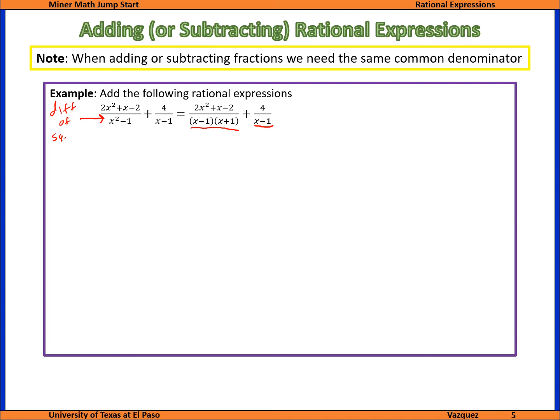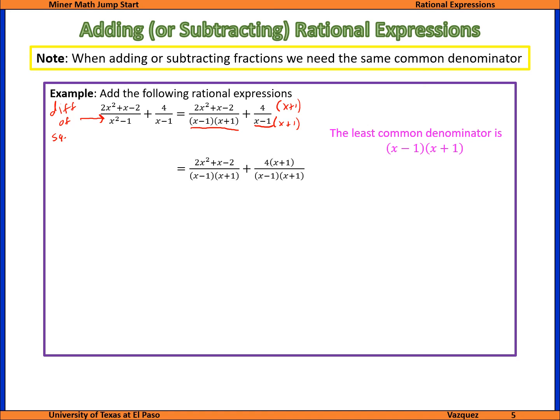So what we're going to have to do is multiply x plus 1 here to the denominator so we can have it match the other denominator. But if we're going to multiply the denominator by x plus 1, we're also going to have to multiply the numerator by x plus 1. I don't even know why I'm writing this down. I already have it written down. We have the least common denominator as x minus 1, x plus 1. So here it's a lot nicer. You don't have to look at my ugly handwriting. And now we have the same common denominator.